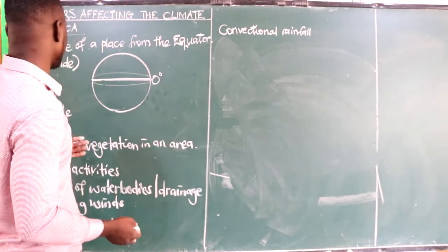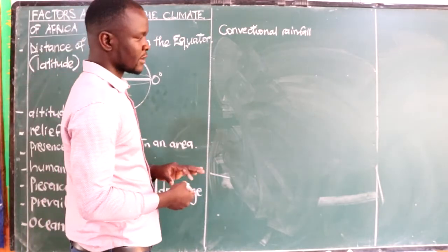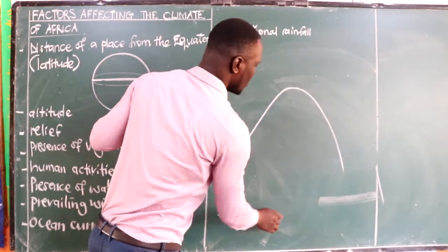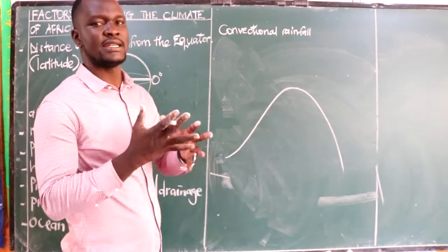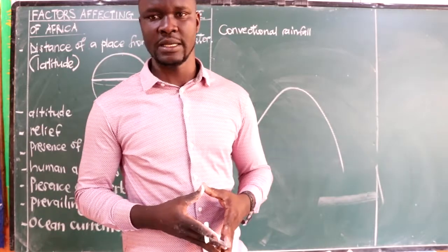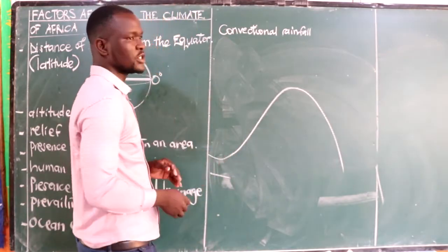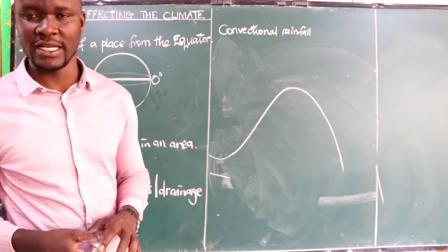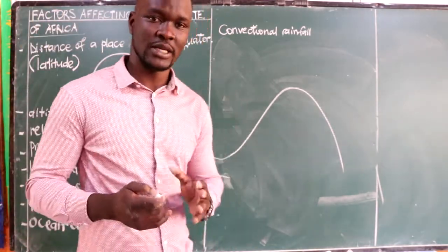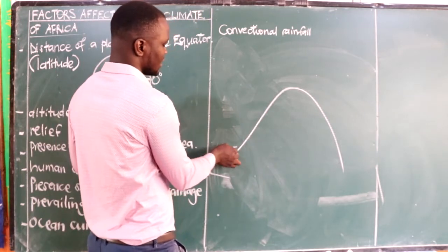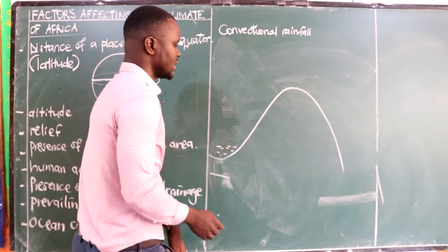The other one is we have relief. When we are looking at relief, we are looking at the nature, the topography, or the landscape, the appearance of the landscape in an area. And this takes us to the formation of what we call orographic rainfall, that we can also term as relief rainfall. You shall find that in most cases, this is a mountainous area.